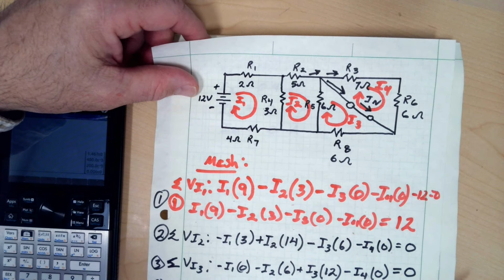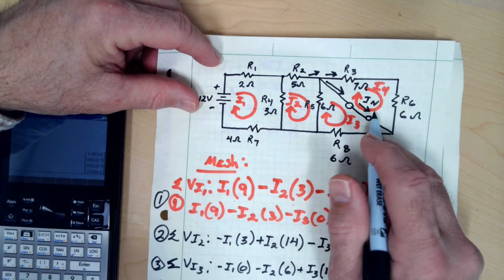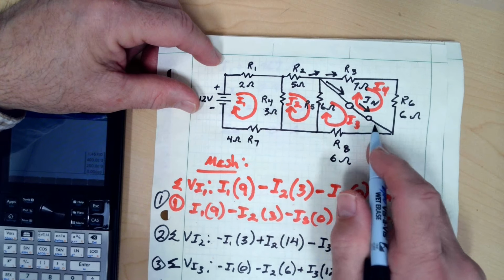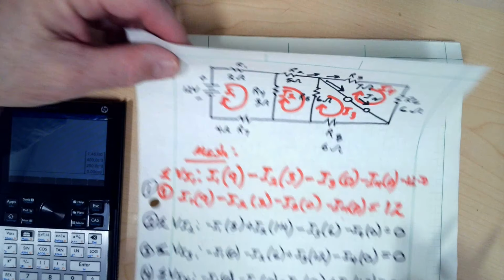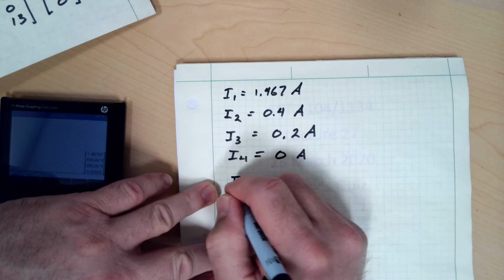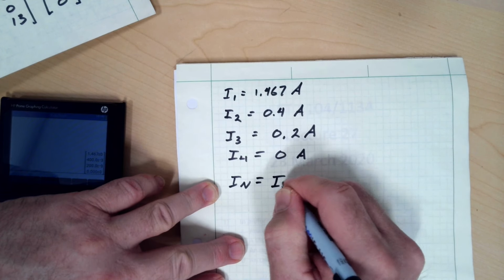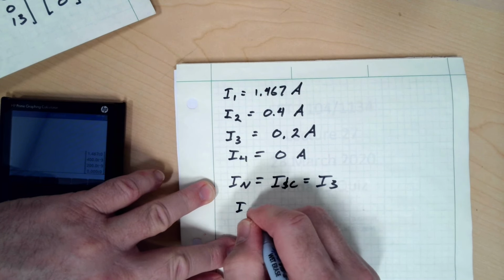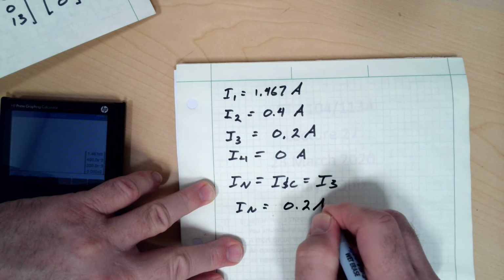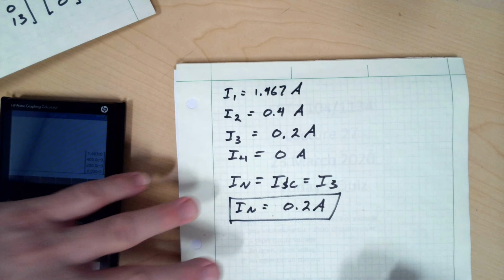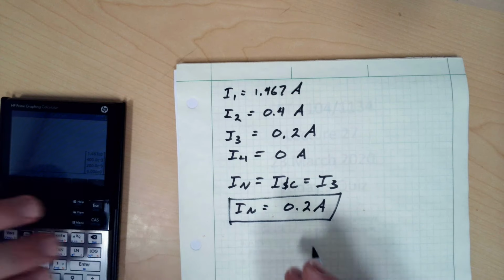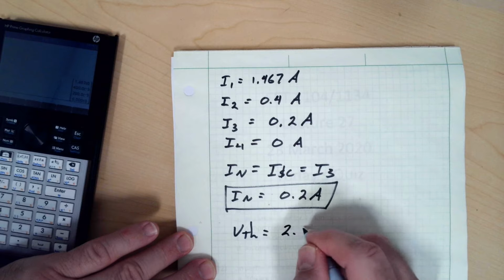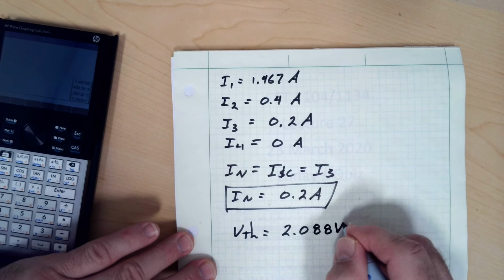Okay, so now we ask, what is that Norton current? Well, normally I'd say it's I3 minus I4. But since I4 is 0, the Norton current in this case is just I3. So I Norton, which equals that short circuit current, is just simply equal to I3. So I Norton equals 0.2 amps. So we have that for our Norton current, and we saw that V Thevenin was 2.088 volts.